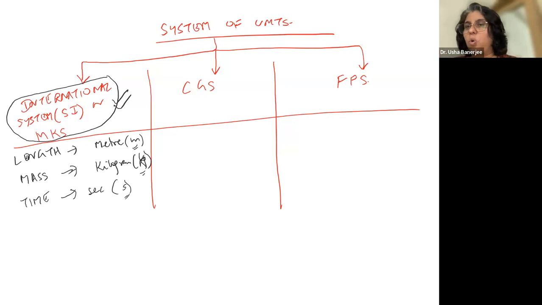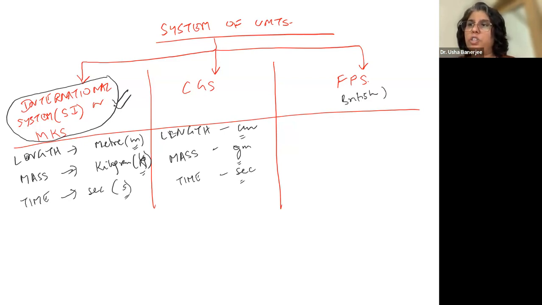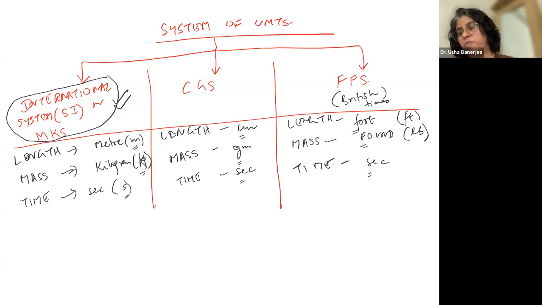Sometimes we also use the older version. In the older version, length is measured in centimeter, mass is in grams, and time is in second. That is CGS. And this FPS unit was used in the British times in India. So length is foot, mass is pound, the unit of foot is FT, the unit of pound is LB, and time is second. F for foot, P for pound, S for second.